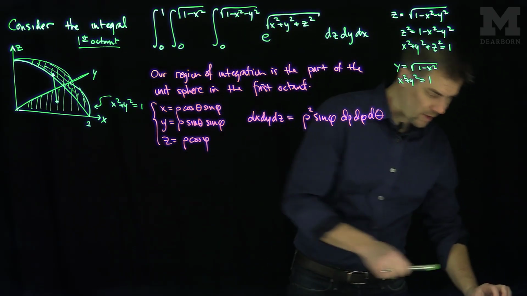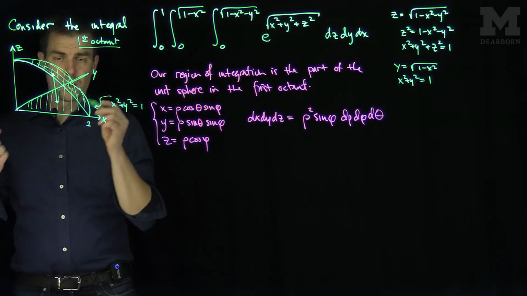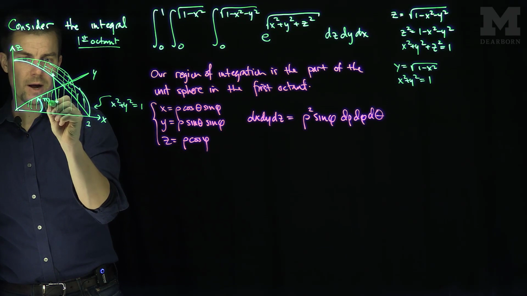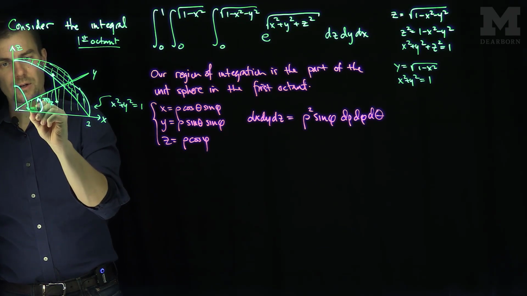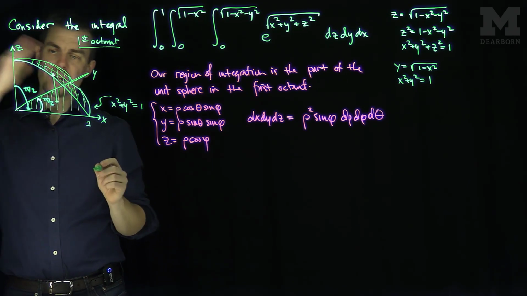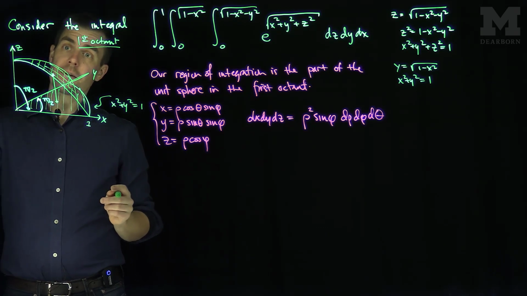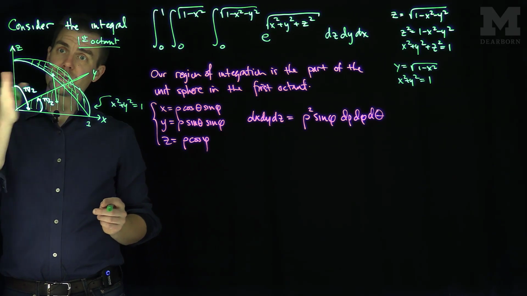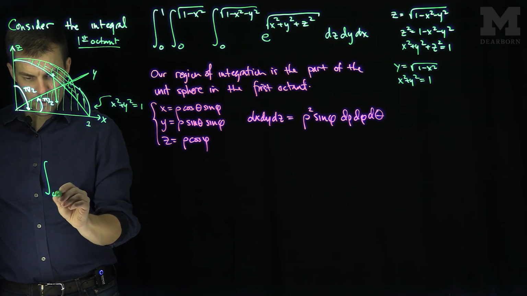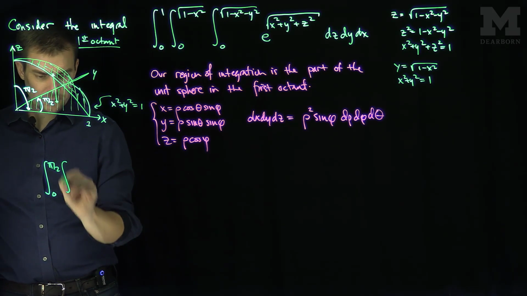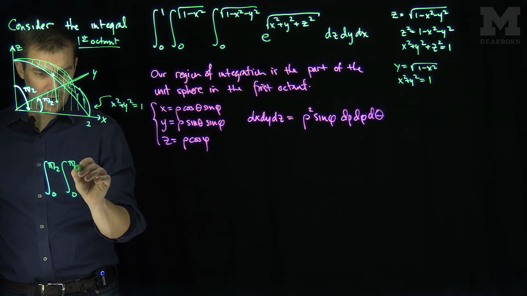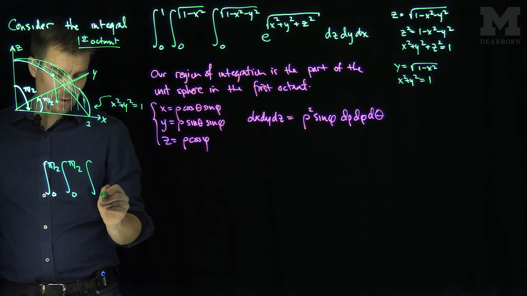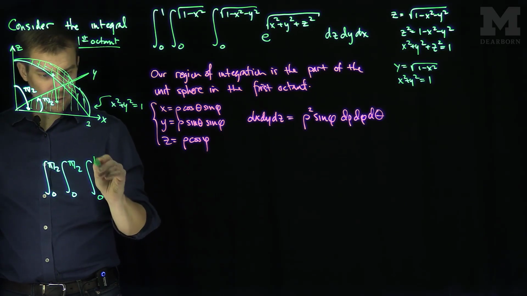So let's change our problem into spherical coordinates and see what happens. Our integral will turn into what? Well, what's happening for theta? In this region of integration, theta goes between 0 and pi over 2. Phi is the angle with respect to the positive z-axis. That goes between 0 and pi over 2. I have my radius, rho, going between 0 and 1.